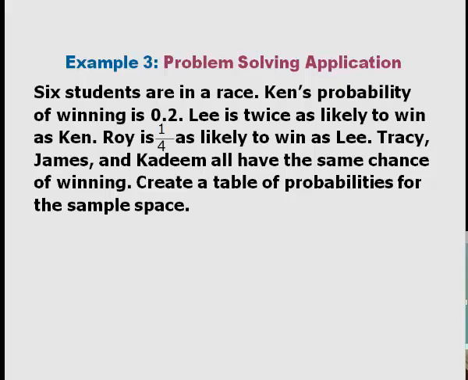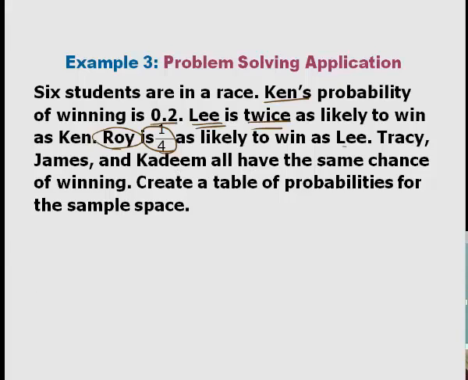Last example, this one is in your notebook. You have a problem-solving application. You have 6 students that are in a race. Ken's probability of winning is 0.2. Lee's is twice Ken's. Roy's is 1/4 as likely as Lee. We have Tracy, James, and Kadeem, all the same chance.